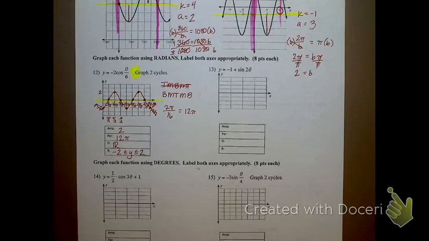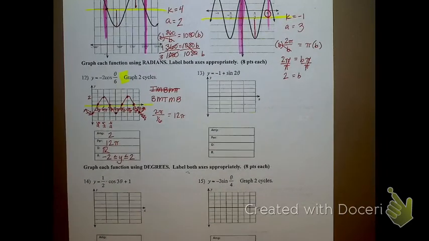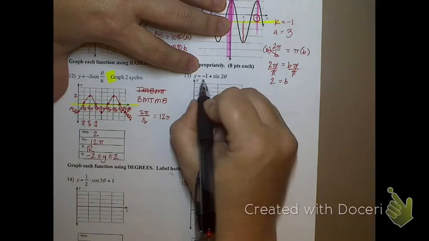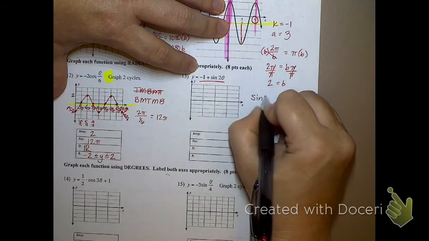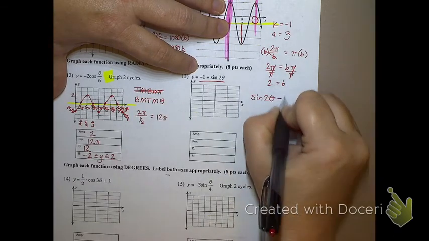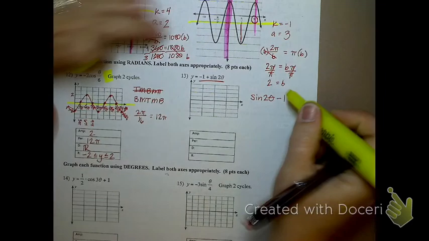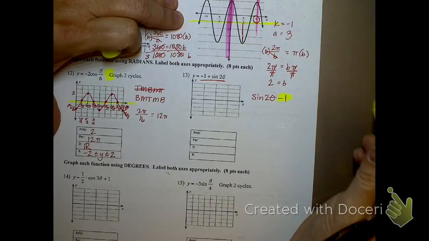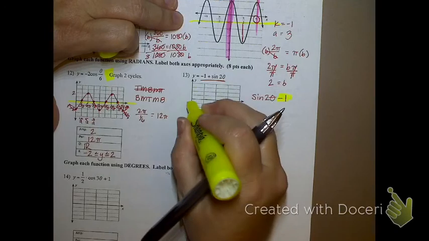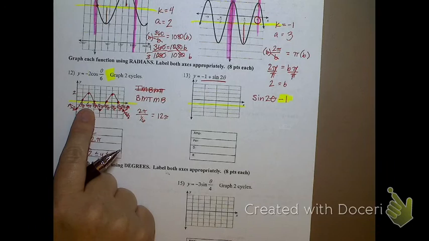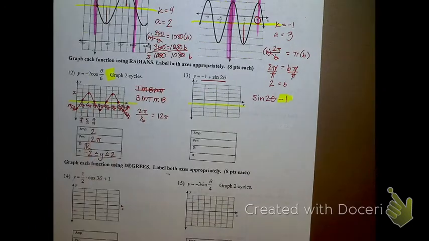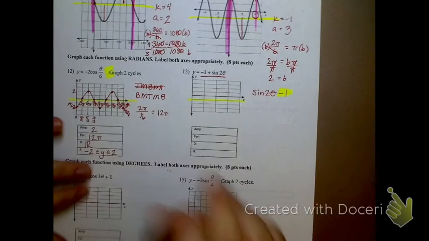All right. Next one is a one-cycle graph. This is written backwards, though. Do you see that? It should say sine 2 theta minus 1, which tells me what? I have a midline where? -1. By the way, do you notice that I even drew the midline when it was at 0? I appreciate you drawing in the midline with the highlighter, even if it's at 0, because then I know you're looking at it. Okay? I know you've explored everything.